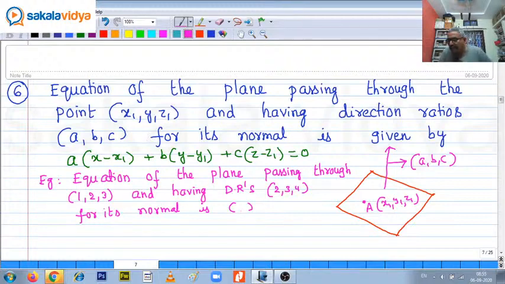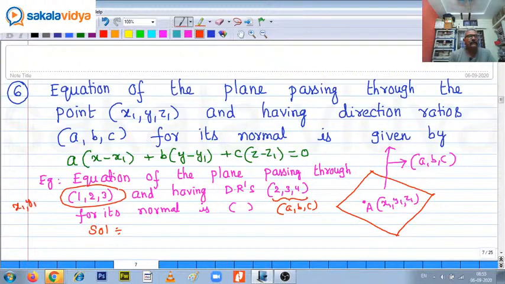If you go through each chapter, part 1 is the formulas only, part 1 or part 2. You can go through them. Now the solution we can write like this: A(x − x1) + B(y − y1) + C(z − z1) = 0. So that means actually the direction cosines, this is A, B, C, whereas this is x1, y1, z1.